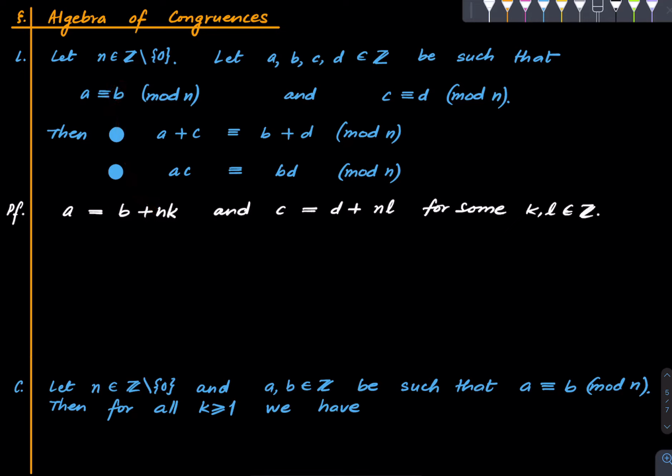Well, I've done it in the reverse way. I'm thinking of a in the equivalence class of b, which is the same thing. Still, a is in the equivalence class of b, therefore a can be written in this way. c is in the equivalence class of d, therefore c can be written in this way. And now it's just to prove the addition thing.